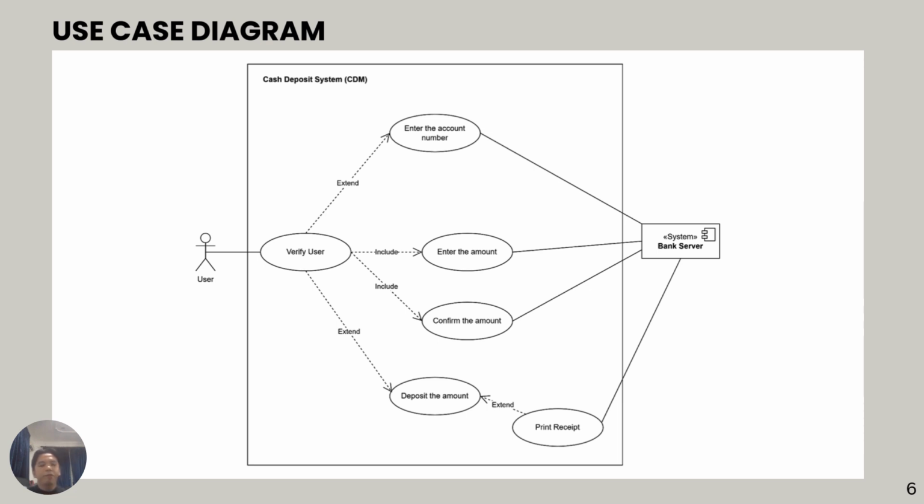Based on the slide above, we can see that this is the use case of the main functionality of the CDM, including user verification, entering and confirming the deposit amount, processing the transaction, and printing the receipt. It also shows how the CDM interacts with the bank server for real-time updates. This diagram was specifically created to represent the system functionalities.